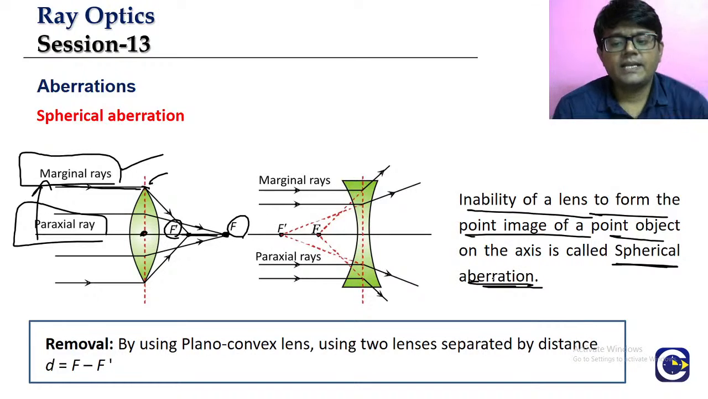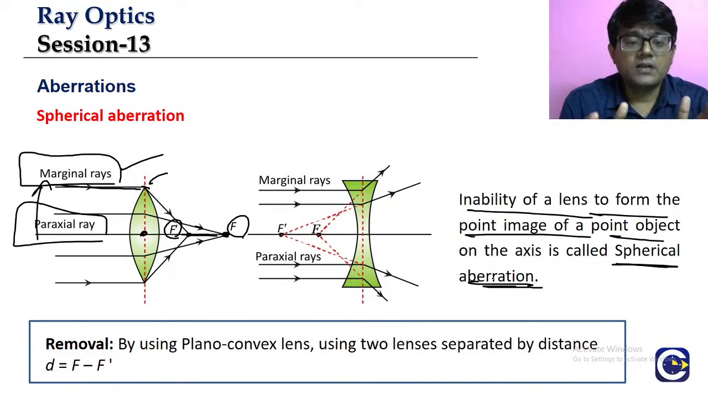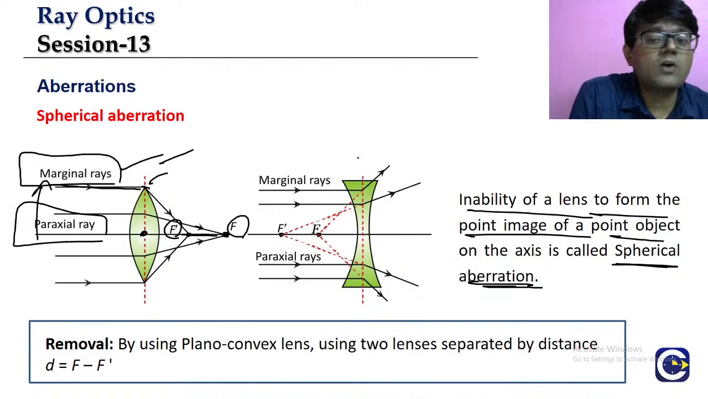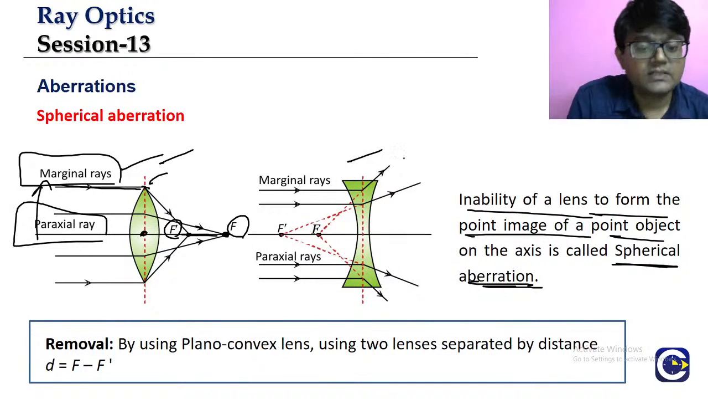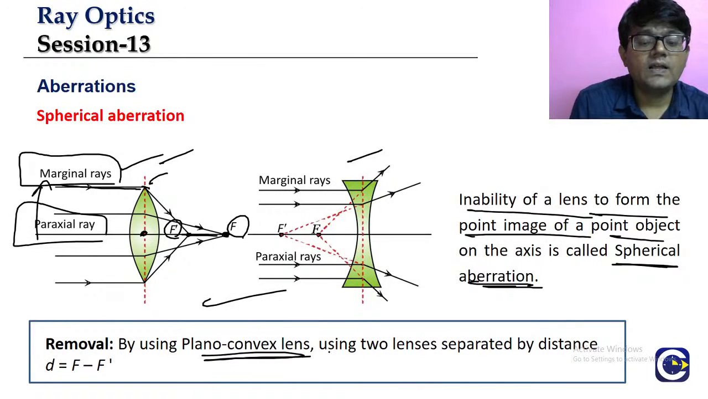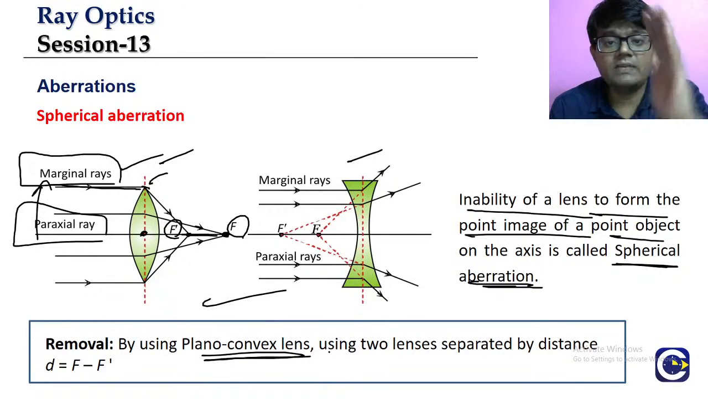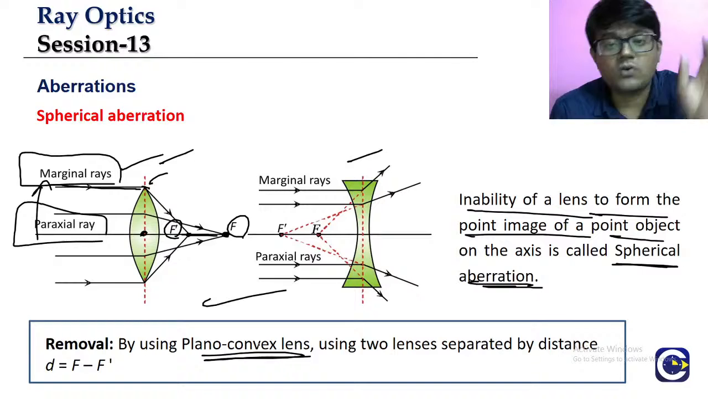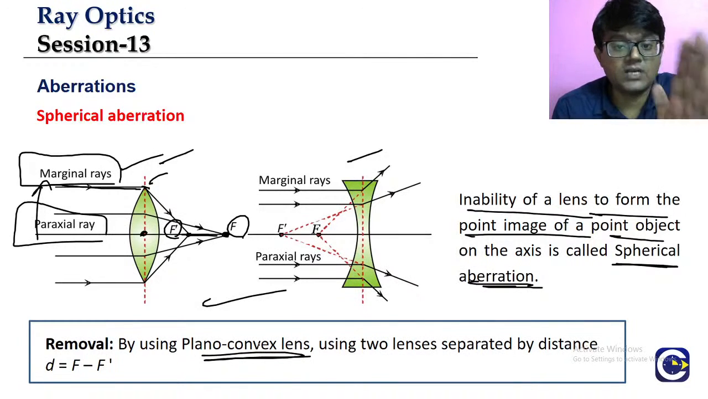And how do we remove this spherical aberration? Instead of using a biconvex or a biconcave lens, we can use a lens which has curvature only on one side. Like we can think of a plano convex lens. The lens has curvature on one side. That is one usual approach.